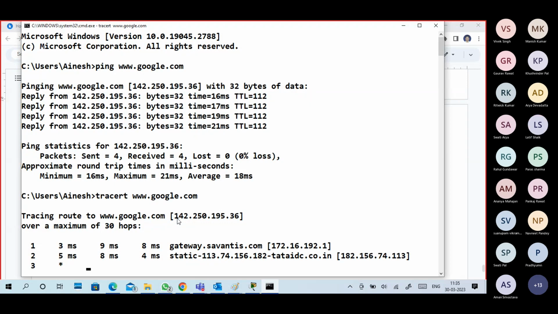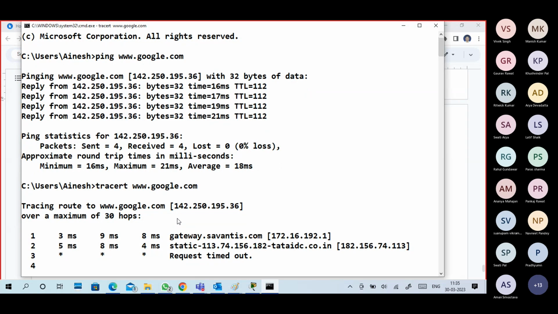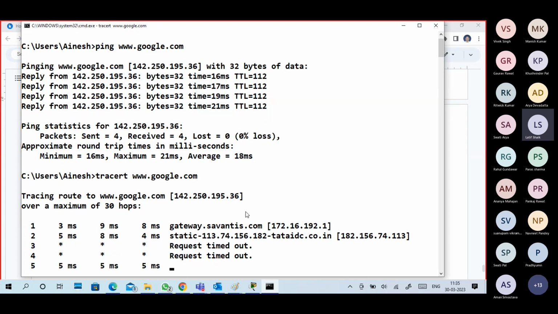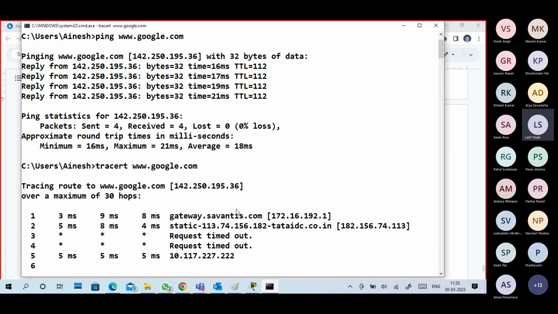my default gateway, my router, to my ISP. Something got changed here. Someone changed that path. Near my ISP, my ISP goes to some other router, then some other router. Finally, I will reach the destination. So the path shows how you reach the destination.